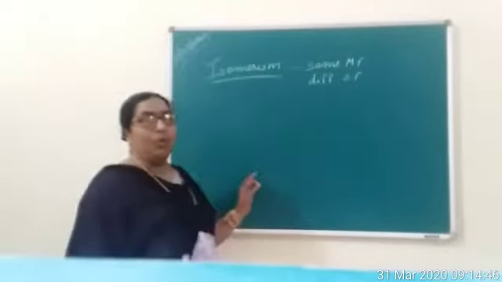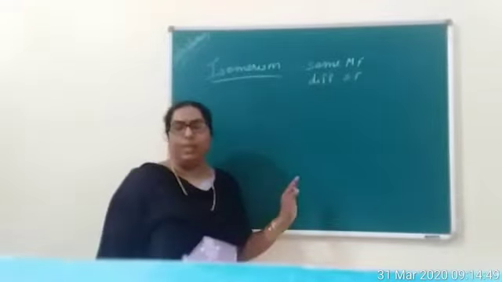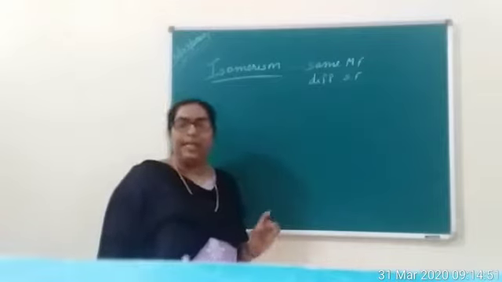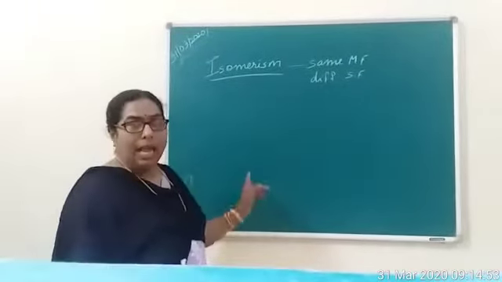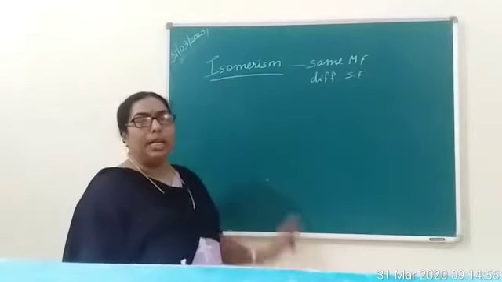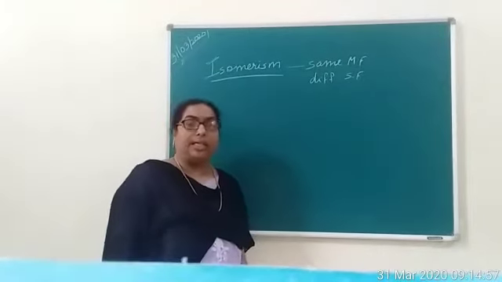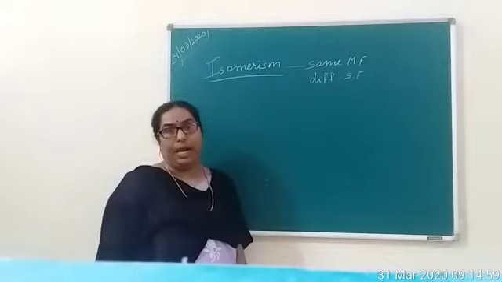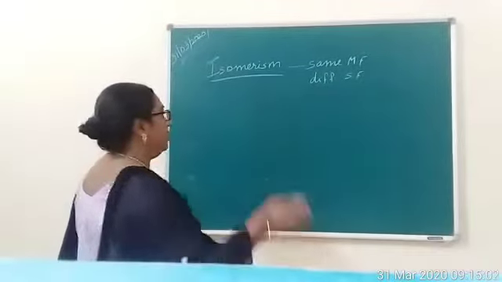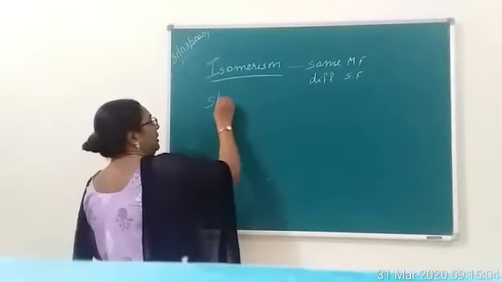So now we are going to study about the isomerism which is present in case of haloalkanes. Haloalkanes generally show both types of isomerism, that is structural isomerism and stereoisomerism. First let us pass through structural isomerism.